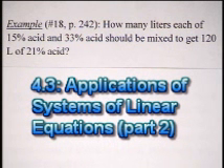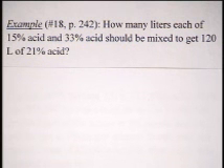Here's an example of a problem involving mixing two substances. How many liters of each of 15% acid and 33% acid solution should be mixed to get 120 liters of 21% acid solution? In other words, we're mixing two liquids. Each of them contains some acid. One of them has 15% acid, the other 33% acid. We want to mix them in such a way that the result we get is 21% acid. And we want to get 120 liters of that final result.